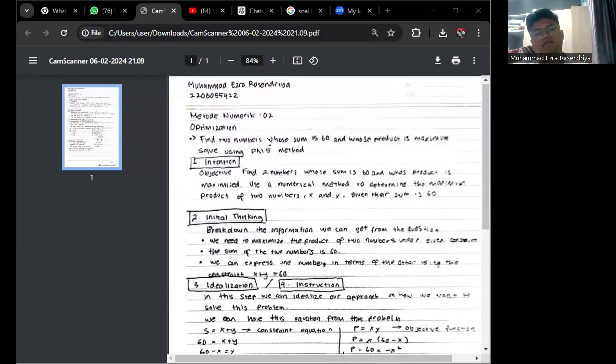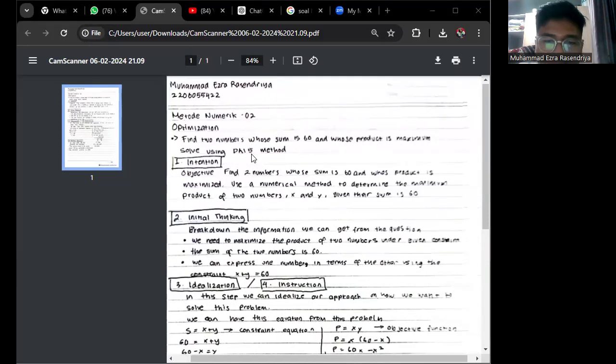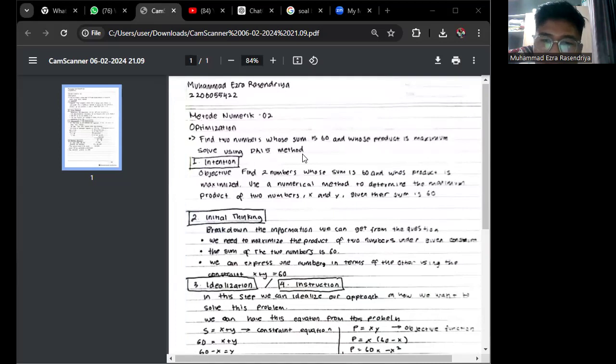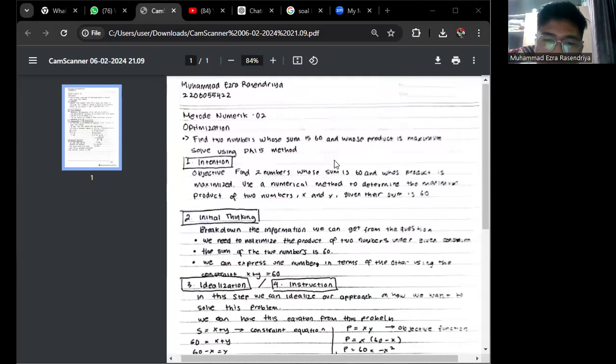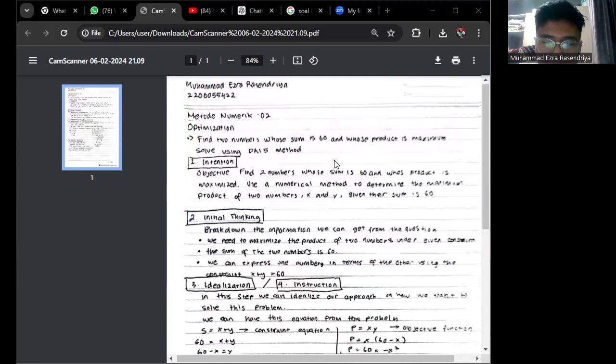Okay, first, here is the problem. Find two numbers whose sum is 60 and whose product is maximum. Okay, using the first step of Die5, we have intention. In this step, we can analyze the question and find the objective, which is to find two numbers whose sum is 60 and whose product is maximized. We can use a numerical method to determine the maximum product of two numbers x and y given their sum is 60.